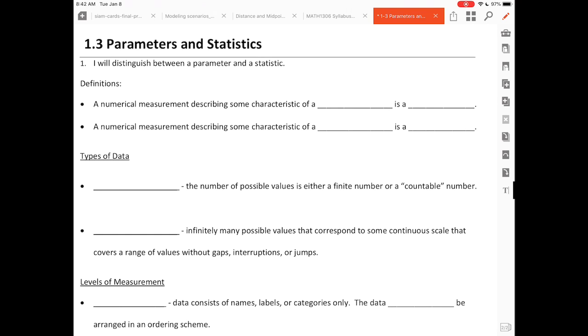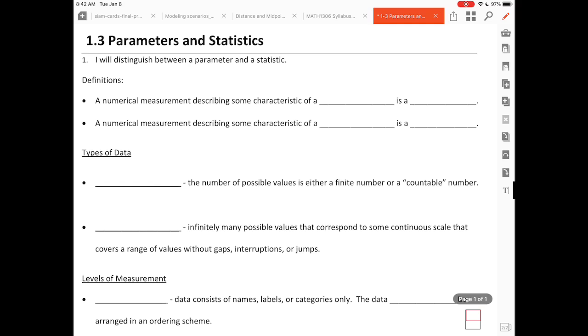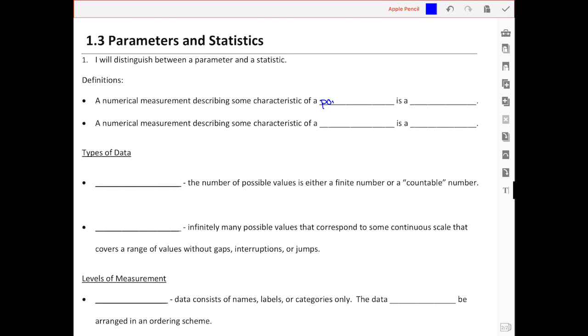It's really pretty easy. A parameter is a numerical measurement describing some characteristic of a population, which remember from yesterday, a population is when you have the entire group. When you have a characteristic of a population, then we're talking about a parameter. And kind of a side note on these, when you have parameters, that's usually when we're using the Greek letters. So if we wanted the mean of a population, we would use mu.